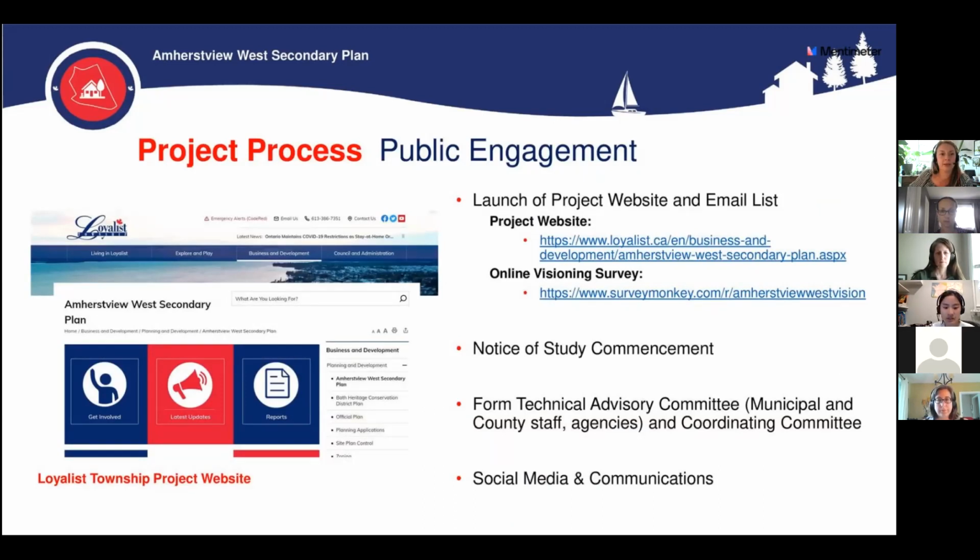This slide summarizes some of the initial engagement activities that have taken place to date. The main objective so far has been informing the community and key stakeholders that the secondary plan process has begun and how to get involved. So the township has launched a dedicated project website and project email list. A screenshot of that website is on the left-hand side of the slide, and the link is also on the slide. There has also been the notice of study commencement published, which is available on that website for you to read and covers both the secondary plan and the MCEA process.